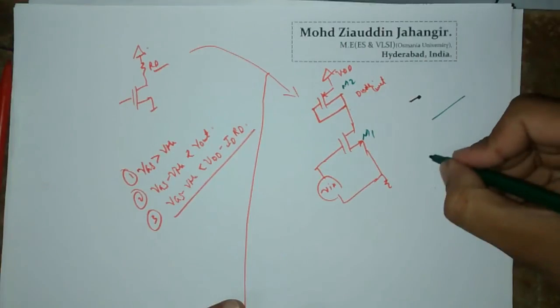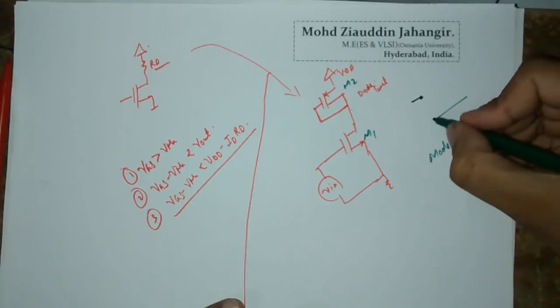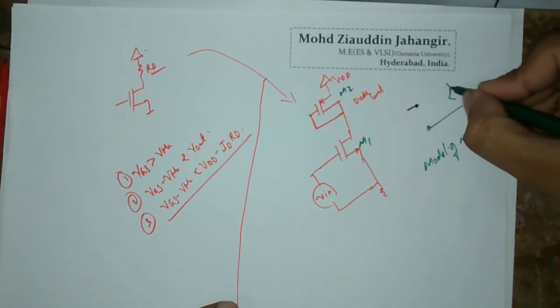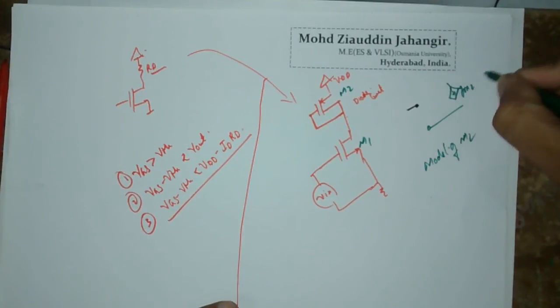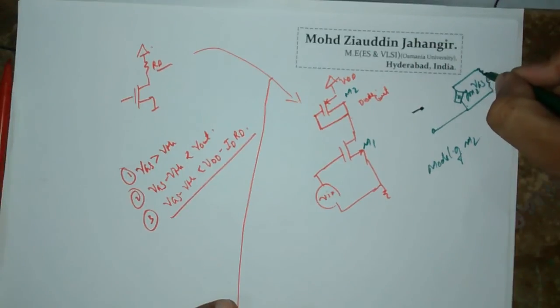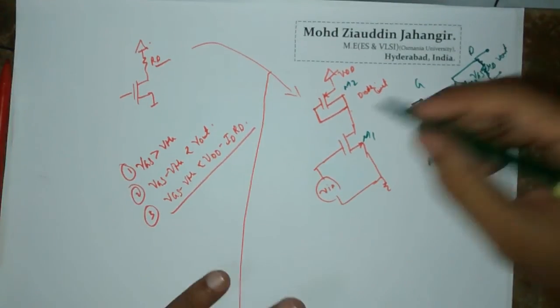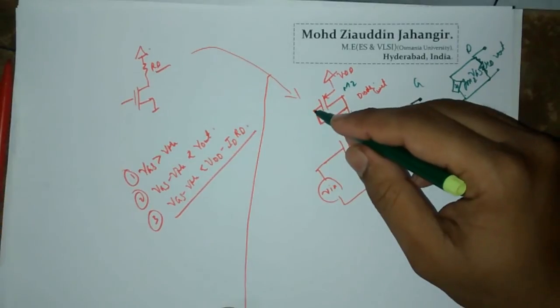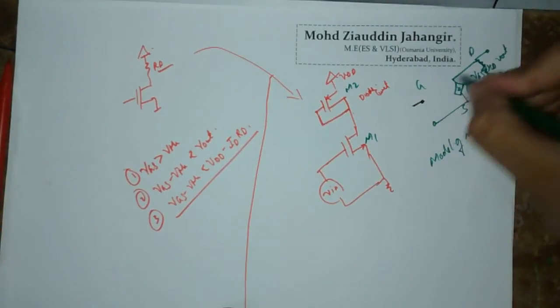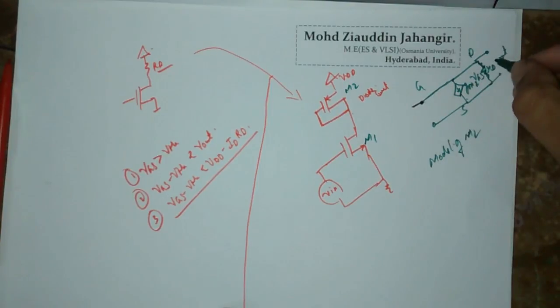So this is the model of M2. This is GM2 VGS, and your MOSFET is going to have an output resistance R0, and this is going to be the output. Okay, this is drain, gate and source. What you have done in this case is connect the gate to the drain. That means this is my gate and this is drain. I am shorting them. Okay, so let us see what will be your Vout.